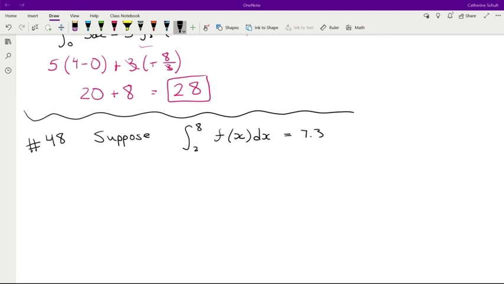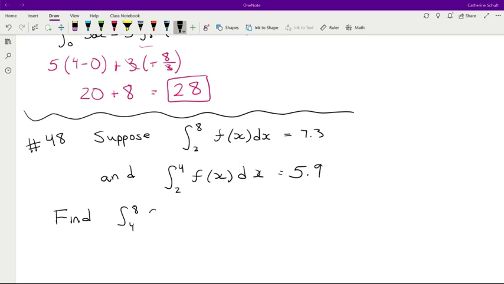All right, and then what else are we given? The integral from 2 to 4, excuse me, number 48, it's 2 to 4 of f of x dx is equal to 5.9. And they want us to find the integral from 4 to 8 of f of x dx.